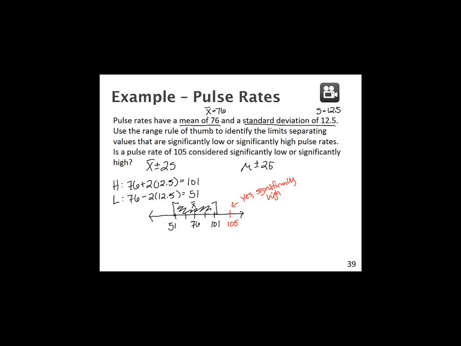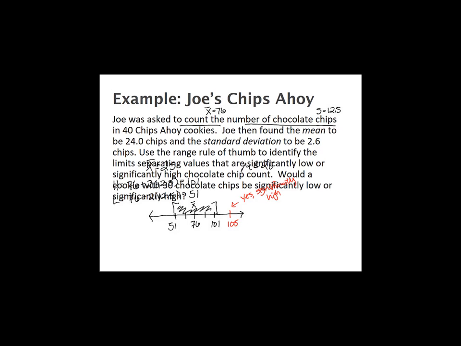All right, let's go to the next example. Joe was asked to count the number of chocolate chips in 40 Chips Ahoy cookies. Joe then found the mean to be 24 chips and the standard deviation to be 2.6 chips. Use the range rule of thumb to identify the limit separating the values that are significantly low or significantly high chocolate chip cookie count. Would a cookie with 30 chocolate chips be significantly low or significantly high?